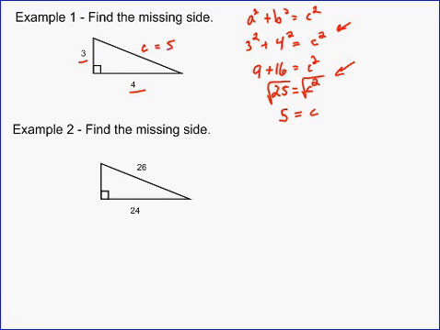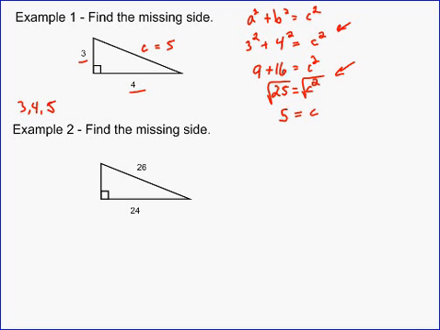And occasionally, when we're doing these problems, we're going to have integer answers. And whenever we have integer answers, they form what we call a Pythagorean triple. 3, 4, 5 represents a Pythagorean triple. And every time you see 3, 4, and 5 as the sides of a triangle, you know it is a right triangle.